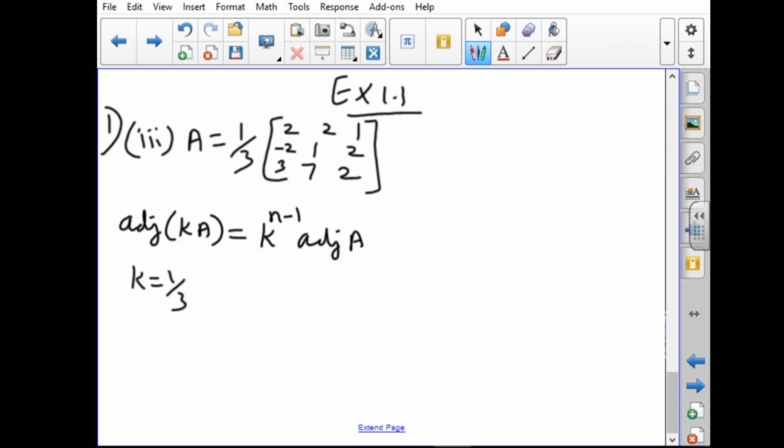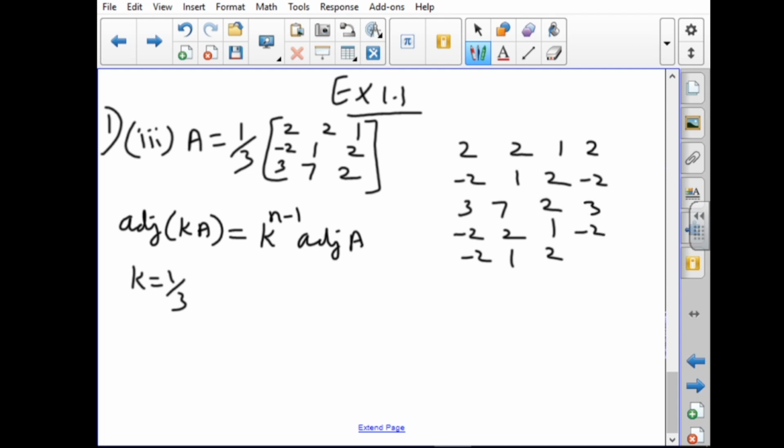So take the matrix, consider this. We will find the adjoint by the side. So it is 2, 2, 1, minus 2, 1, 2, 3, 7, 2. Repeat the first two rows, so minus 2, 2, 1, minus 2, 1, 2, and repeat the first two columns: 2, minus 2, 3, minus 2, minus 2, then 2, 1, 7, 2, 1. Now cancel the first column and the first row. So now, the adjoint of Ka.